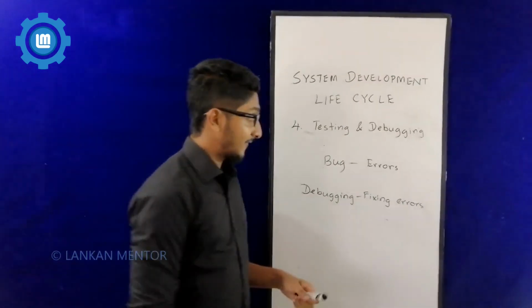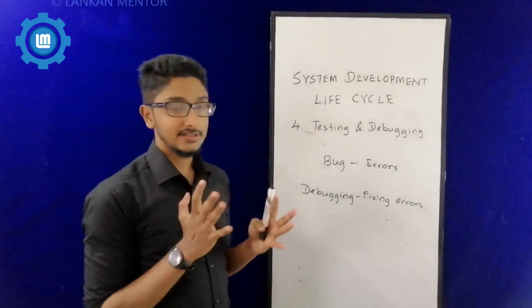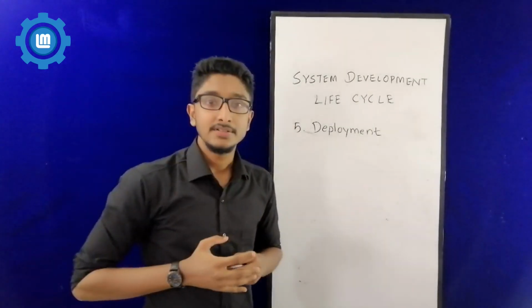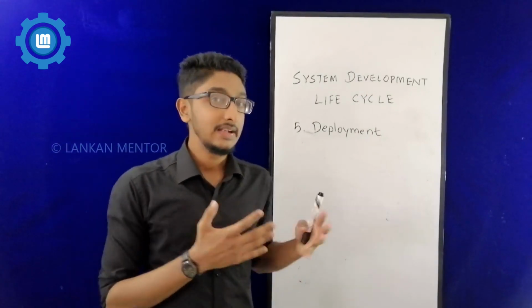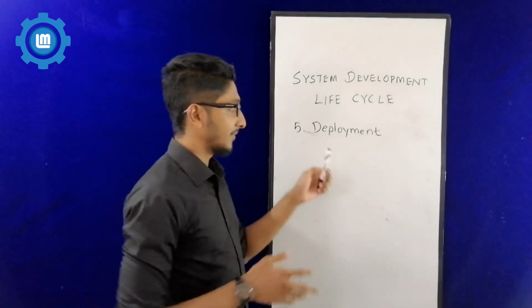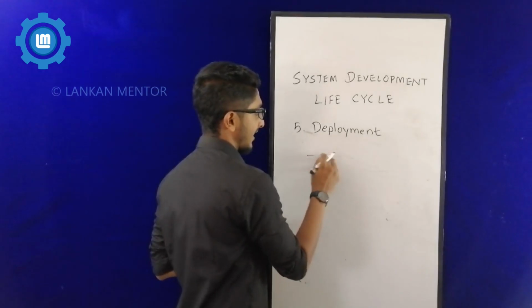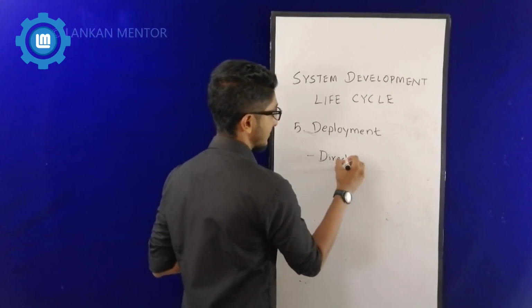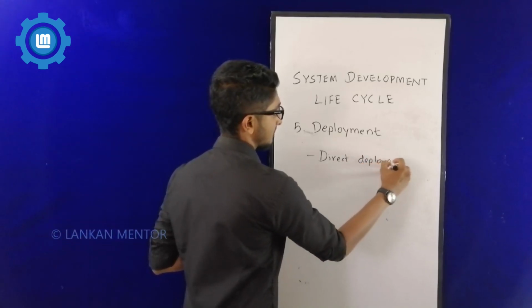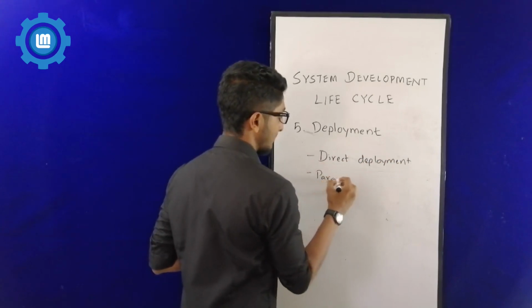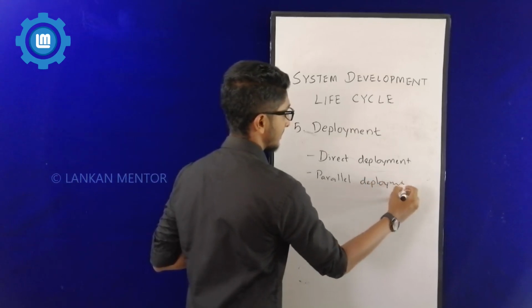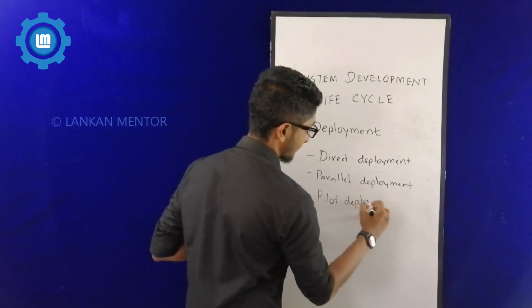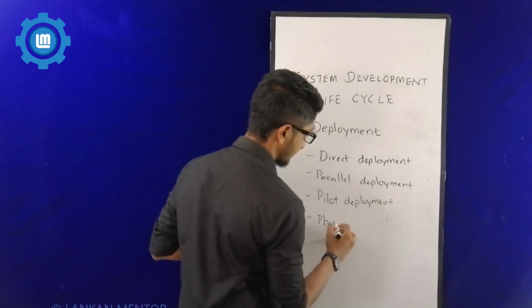So if you are satisfied with testing, if you are satisfied with your system and no errors are found, then you can go for deployment. Deployment is the step you take when you are satisfied with testing. When you have tested the software and you are satisfied, then you deploy it. In deployment, you have 4 methods: first direct deployment, then parallel deployment, then pilot deployment, and finally phased deployment.